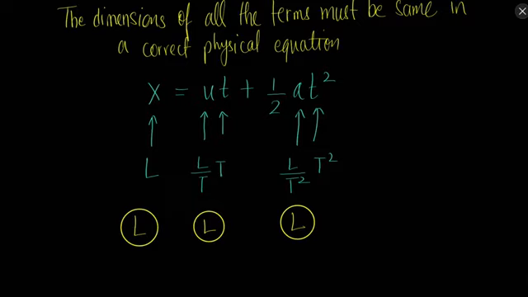So this is the first application. You can check whether a certain equation may be correct or incorrect. We cannot be 100% sure that it is correct, but if the dimensions are not matching, let's say one of the quantities was different, then we can be 100% sure that the physical equation is incorrect. So we can check whether the equation is incorrect or not using this dimensional analysis.